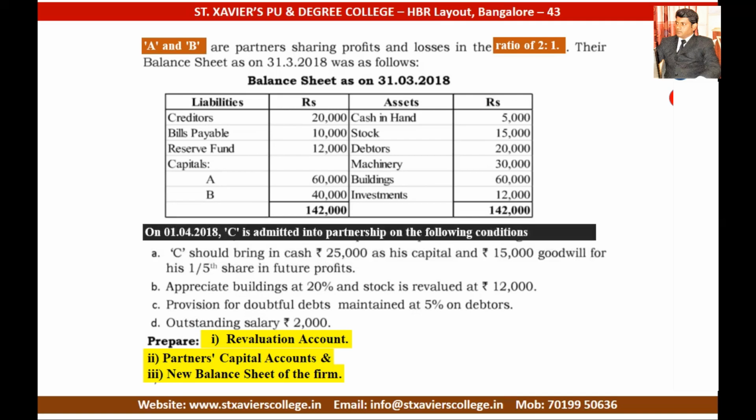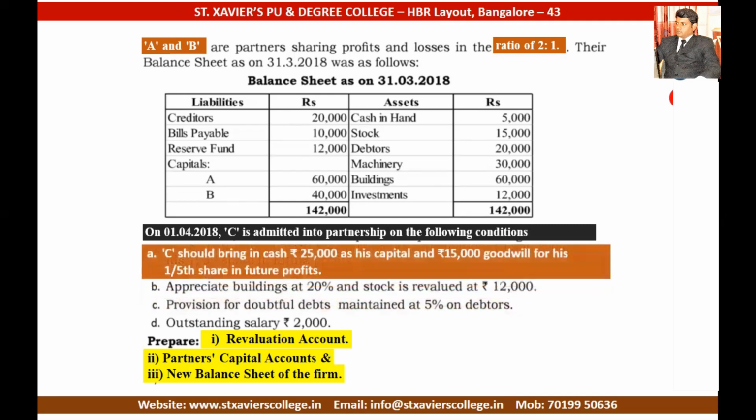On 1/4/2018, C is admitted into partnership on the following condition. The new partner here is C. As I told just now, when a new partner comes, he needs to bring the capital and the goodwill. Let us check how much capital and goodwill he brought. C should bring in cash Rs. 25,000 as his capital and Rs. 15,000 as goodwill for his 1/5 share in future profit.